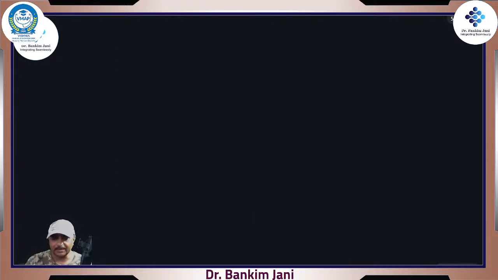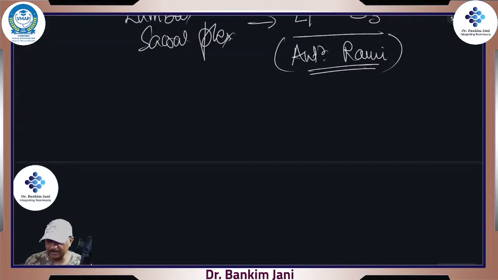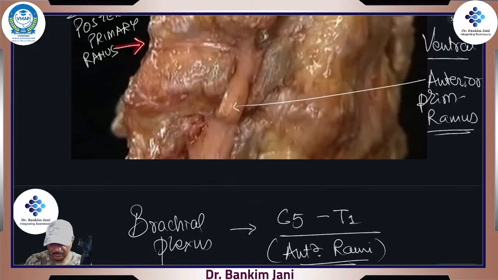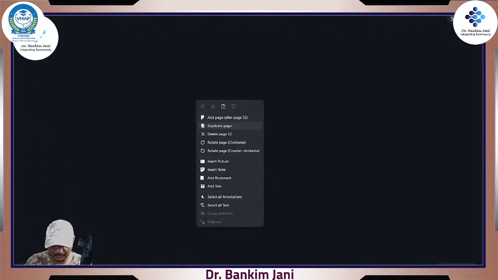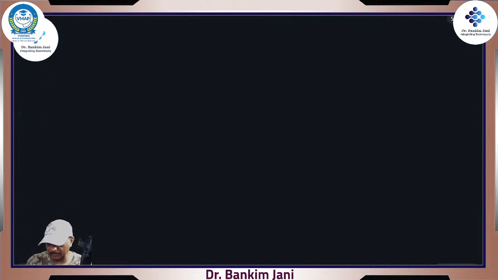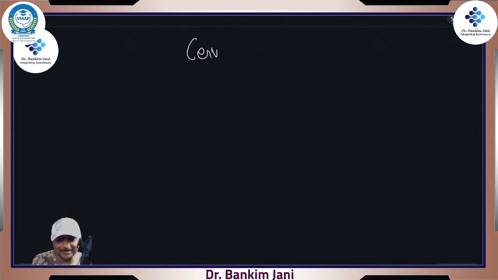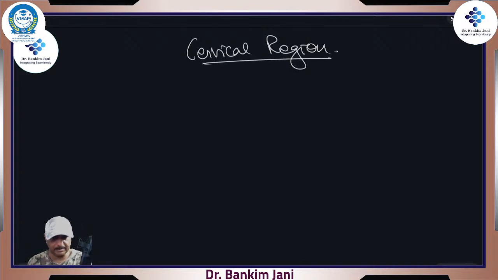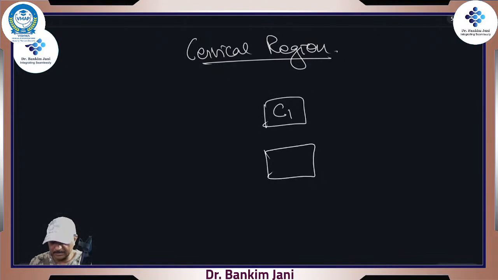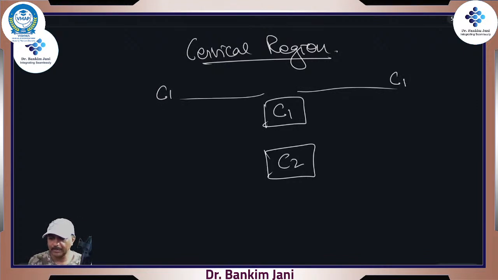Now there is one very interesting thing. There is complete injustice to one of the nerves. There is so much injustice to one, so we'll talk about that now. Here in the cervical region, this is C1, that's C2. Here is the C1 spinal nerve.